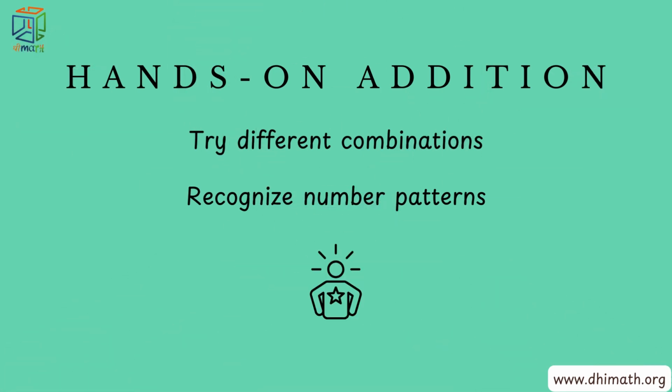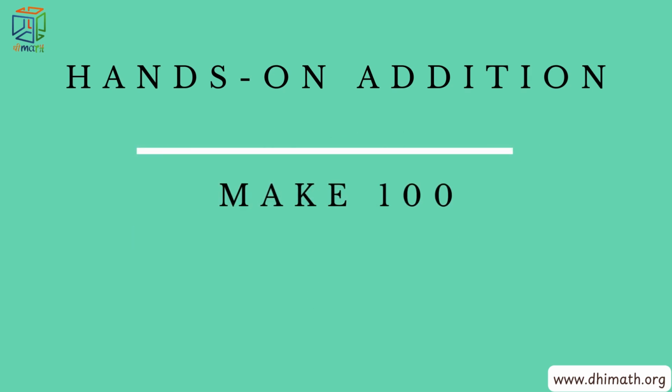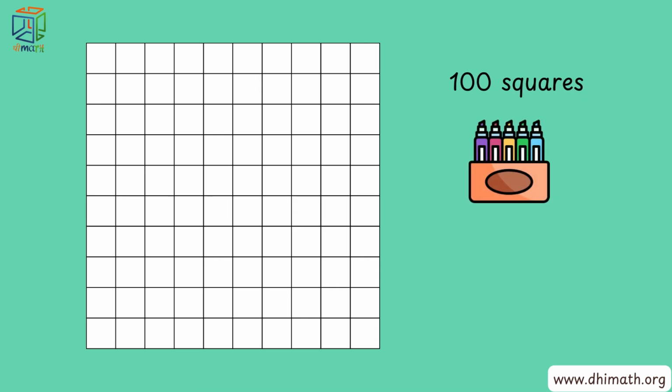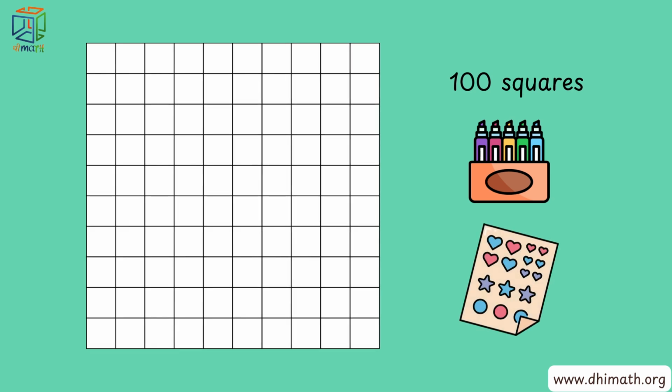Now, let's extend the idea to make 100. Here is a creative activity to help children visualize this concept. Take a 10 by 10 square grid that has a total of 100 squares. Use markers or stickers to divide the grid into 2 sections. Ask the child to count the squares in each section and verify that they always add up to 100.